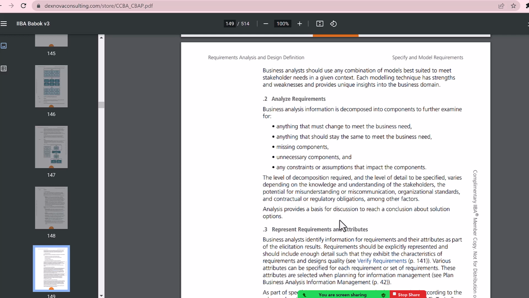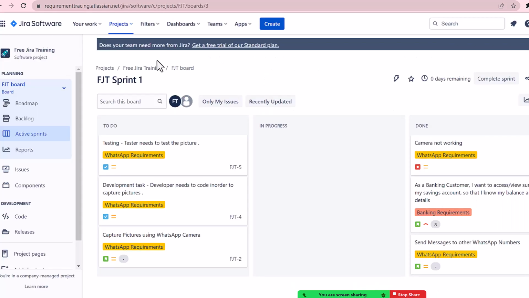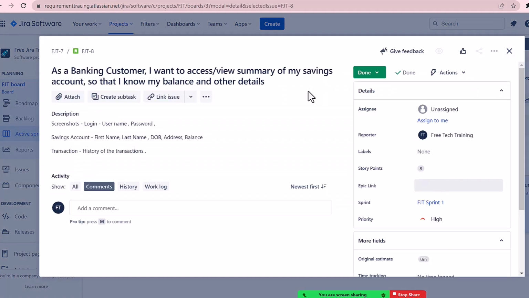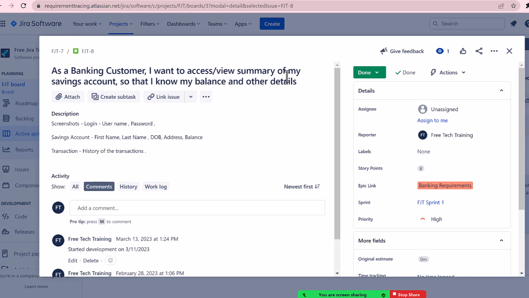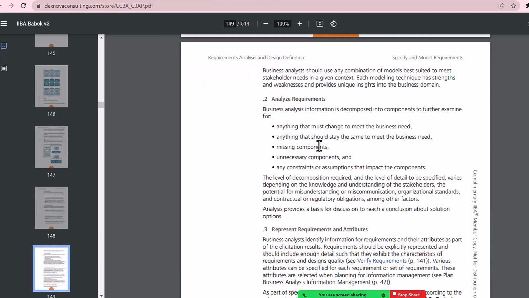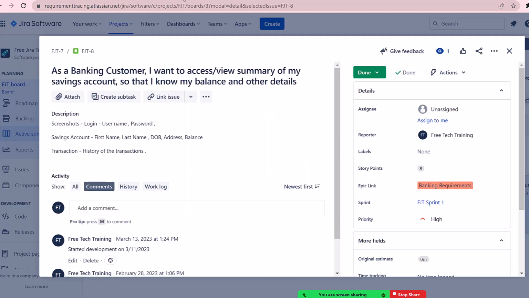For any given requirement, for example, if you take any requirement we've written here, check whether this requirement is meeting the business need from the business standpoint, whether we are missing any components, whether there are any unnecessary components, and what assumptions we have for this requirement.